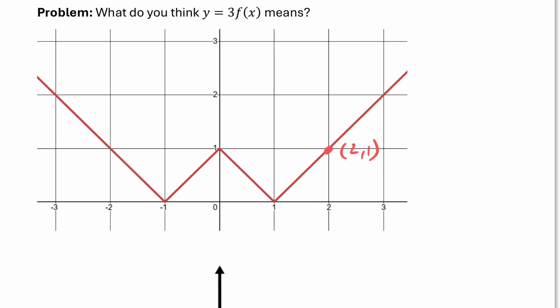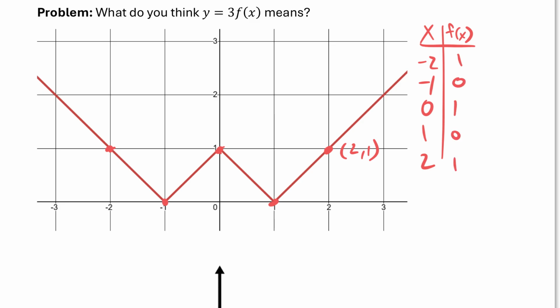So let's go ahead and do this ourselves. How would we calculate this? Well, we would take our initial values, we'll maybe grab these 5 here, and put them in a table. So we have x and f of x. X is minus 2, minus 1, 0, 1, and 2. And the y values are 1, 0, 1, 0, 1.